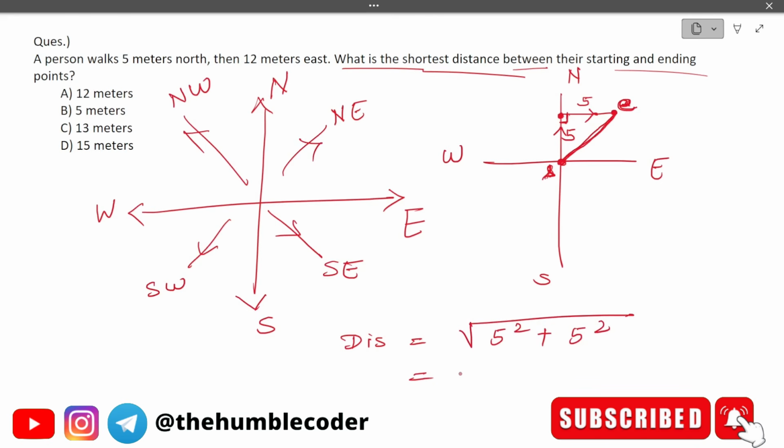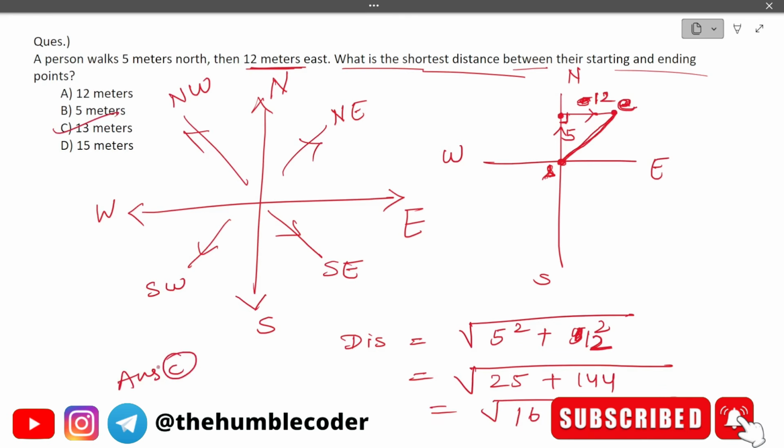Okay, sorry, I made a mistake. It was 12 meters in the east. So it should be 12 here, my bad. Okay, let's continue solving our question. 5 square is 25, and 12 square is 144. When we add it up, we get 169, and the square root of 169 is 13. So the correct answer in our case is option C, which is 13 meters.